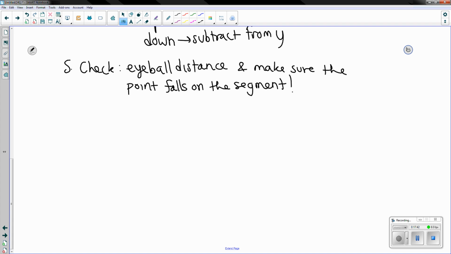So a couple examples in that video, a summary at the end, and that's how you find points at any point along a given segment when you have coordinates for the endpoints and some fraction of the way to go.